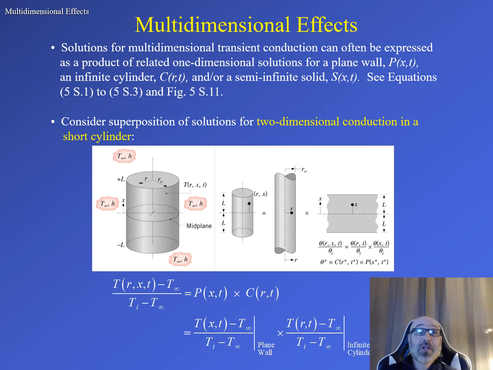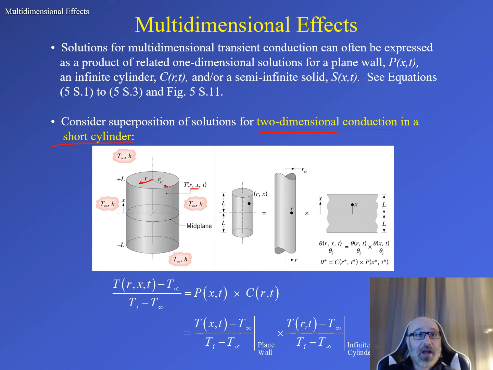Now let's consider the superposition of solutions for two-dimensional conduction in a short cylinder. Now we're dealing with a 2D rather than a 1D situation, which makes it multidimensional. The two dimensions we're looking at are R and X, where R is the radius of the short cylinder. You can see our outer radius, R sub 0, right there at the outer surface.